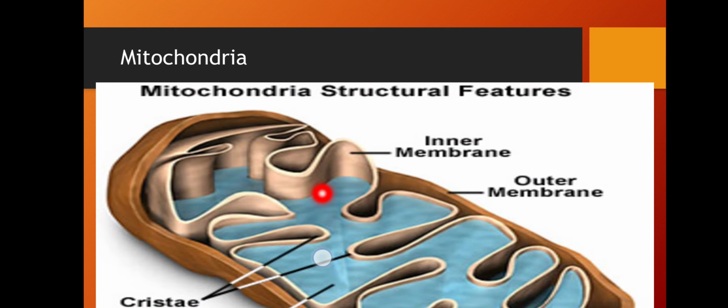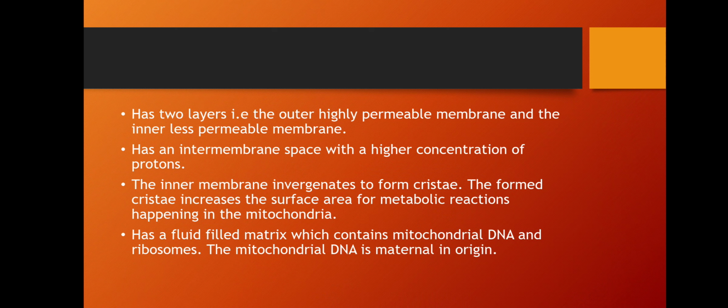Then we have the mitochondria. The mitochondria has an inner membrane, the outer membrane. It also has the cristae and the mitochondrial matrix. Now, we're saying the mitochondria has two layers. That is the outer highly permeable membrane and the inner less permeable membrane. So it has an intermembrane space with a higher concentration of what? Protons. The intermembrane space has a higher concentration of protons.